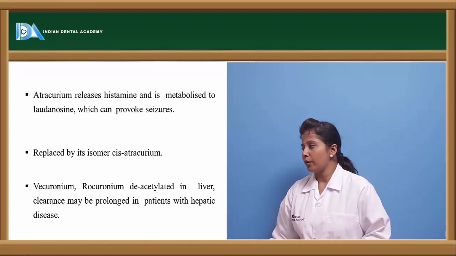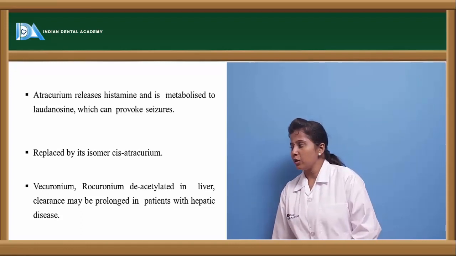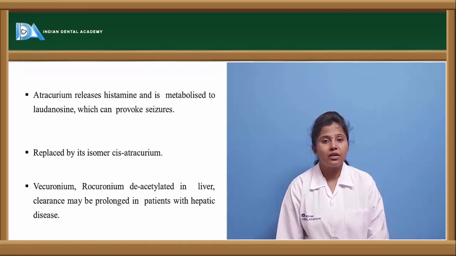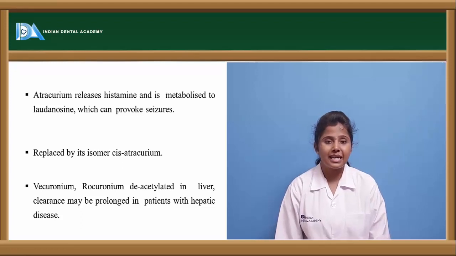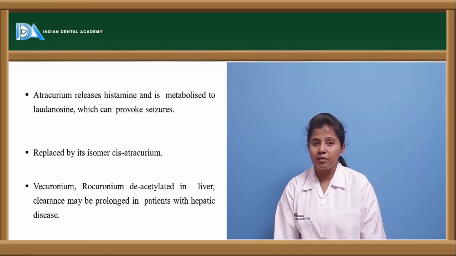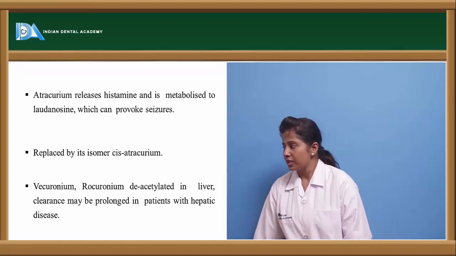And the other drugs like vecuronium and rocuronium undergo metabolism in the liver by a process called deacetylation. So the acetyl group which is present in these drugs is removed, and thereby the metabolism takes place.